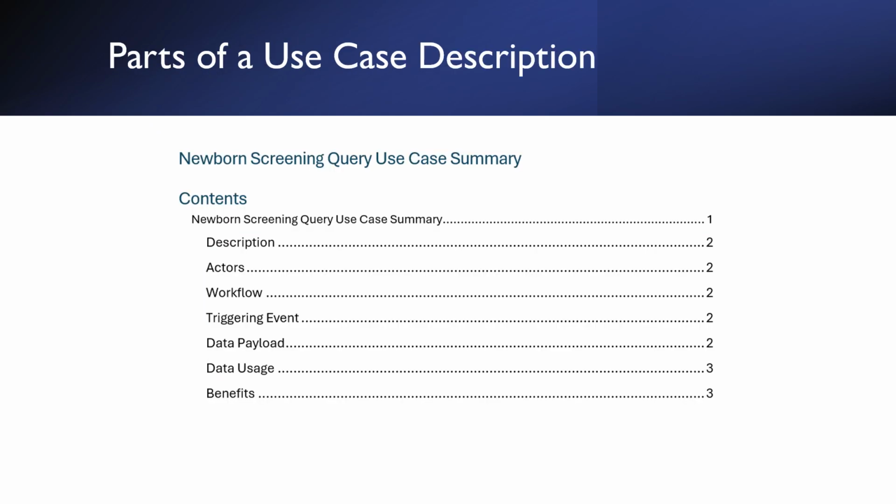Let's start with the parts of the use case description that we'll be reviewing. In this example, we'll be looking at a use case that comes from the newborn screening world. As we discussed in the first session of this series, there are some common sections that make sense for most use cases and applications. Here we see that this description has 7 different components. Note that the overall length of the document is relatively short, only a couple of pages.